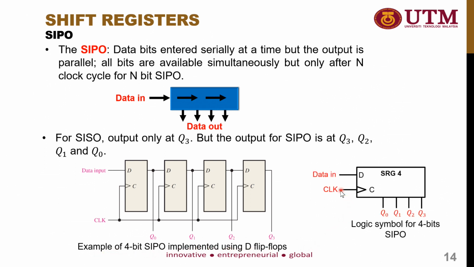From the logic symbol, you can observe that it has a total of 2 inputs, data in and the clock signal, and it has 4 bits of output. For this example, I'm using a 4-bit shift register, so it has 4 bits of output. If it were a 5-bit shift register, it would have 5 bits of output. So you can observe each output at the same time. The circuit is similar to SISO, but you have an extra output here. Just take the wire here and you will get Q0, and the same thing happens to Q1, Q2, and Q3.